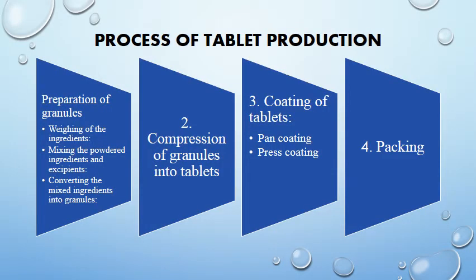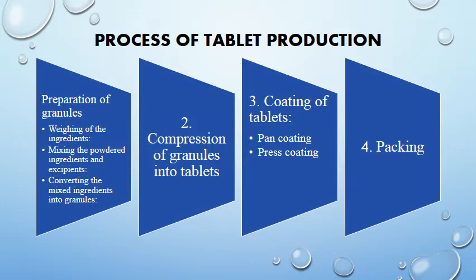The various steps which are involved in tablet production are: first is preparation of the granules. We have to prepare the granules for compression. For the preparation of granules, the various steps are: first, weighing of the ingredients. Whatever ingredients you require for the production of the tablet, like the excipients and the drug, the weighing of all the ingredients takes place in this step.